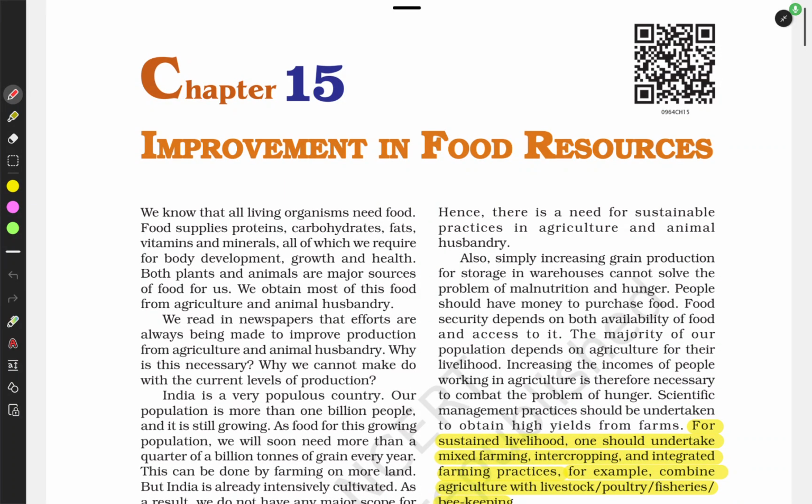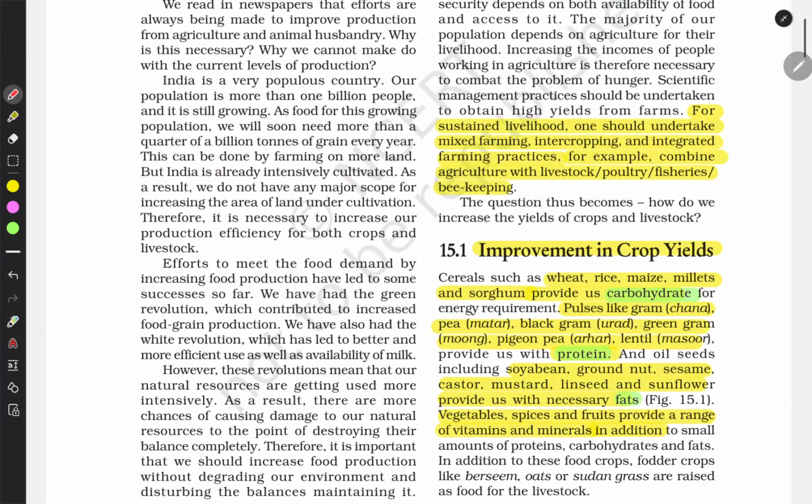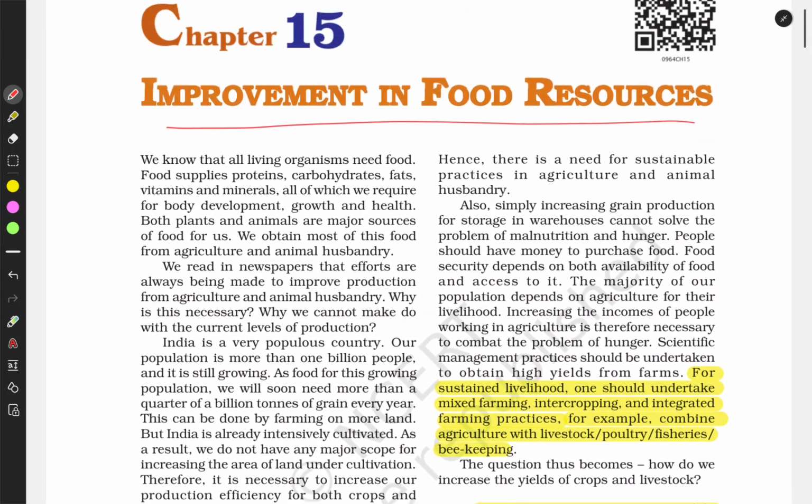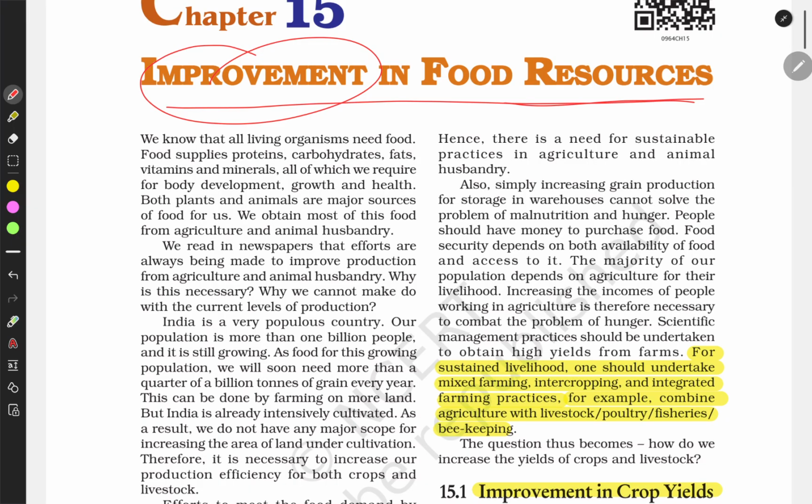In this video, we are going to study the last, 15th chapter of NCERT class 9th, Improvement in Food Resources. Let's quickly revise it. So, how can we make improvement in food resources? We're going to discuss how we add some nutrients in our food.